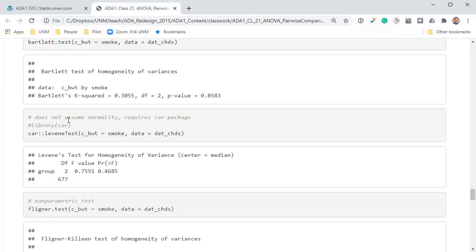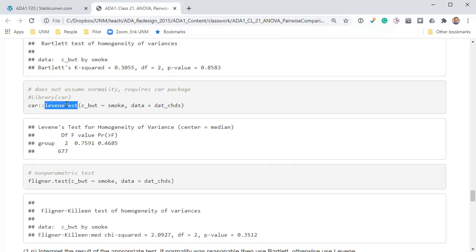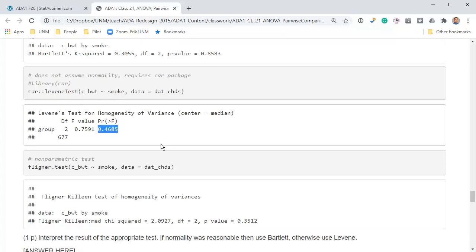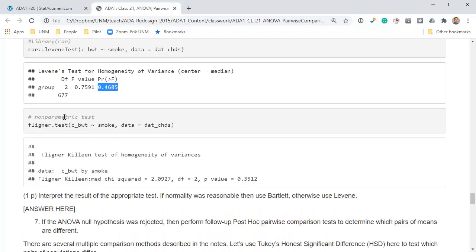Now, if you didn't have normality, then Levene's test would be a good choice. And again, we have a p-value greater than 0.05. And we also have a non-parametric test, which doesn't make any model assumptions, and it also says that the variances look equal. So go ahead and interpret the results. I've said enough for you to write an answer here. I say also, if normality was reasonable, then use Bartlett's, otherwise use Levene's.